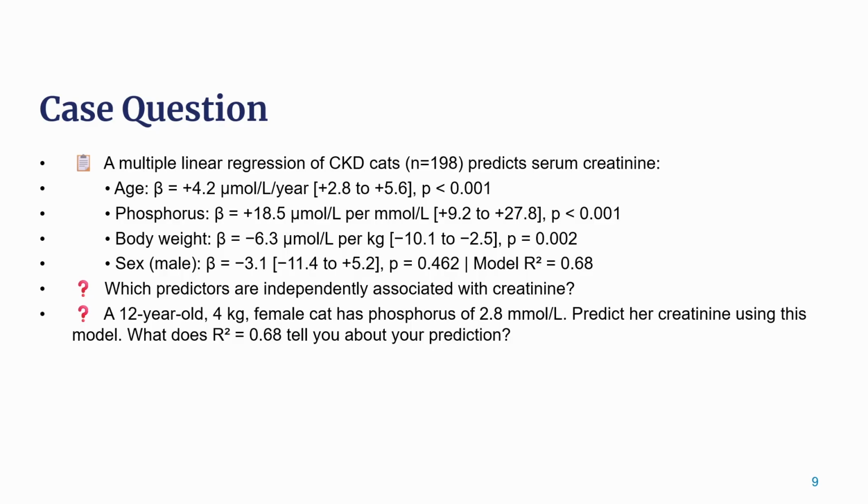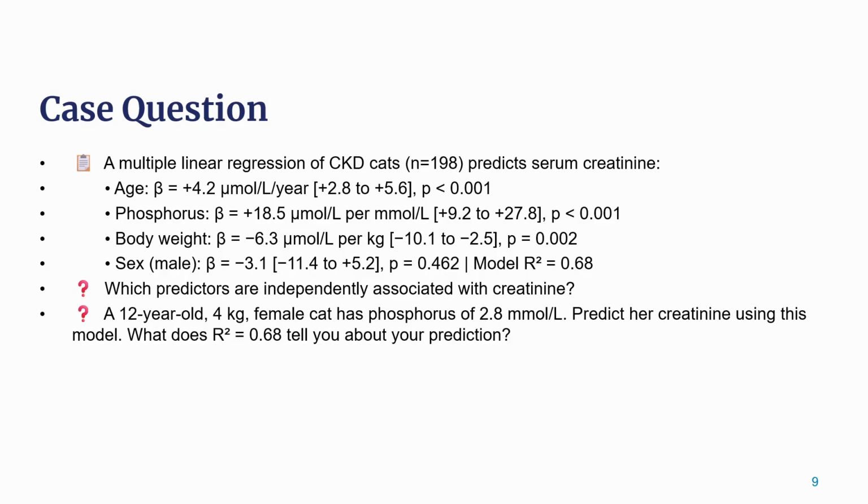What does R squared equals 0.68 tell you about the prediction? It means the model accounts for 68% of creatinine variability. For an individual cat, the remaining 32% from unmeasured factors, biological noise, measurement, and precision, contributes real uncertainty to the prediction. Model level R squared doesn't translate directly to individual prediction accuracy. Use prediction intervals, not confidence intervals, for individual patient predictions.